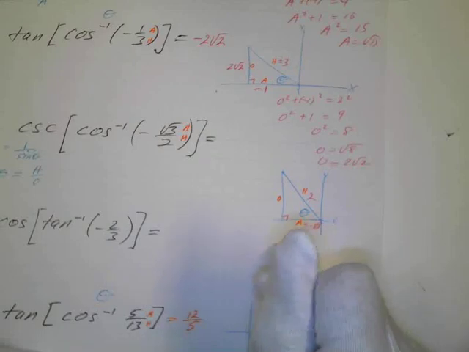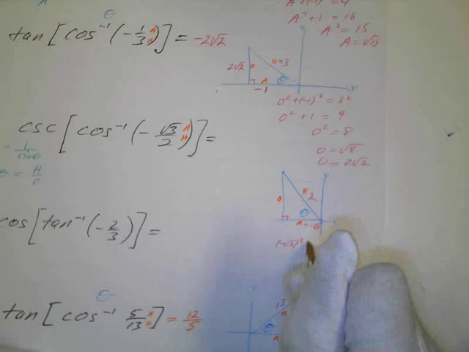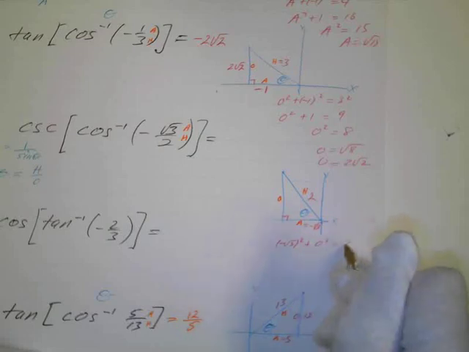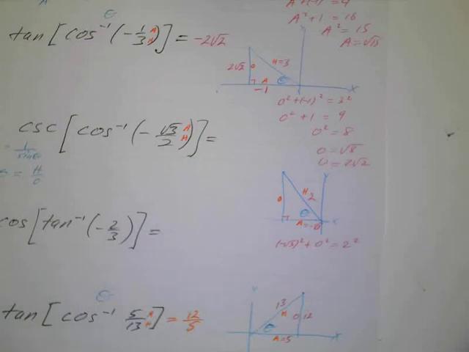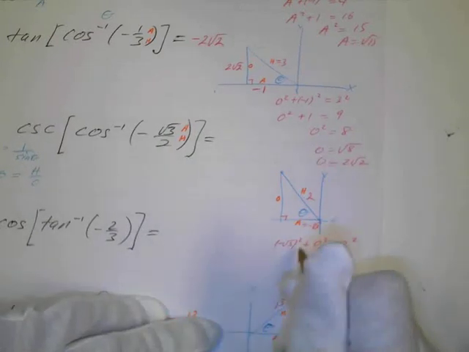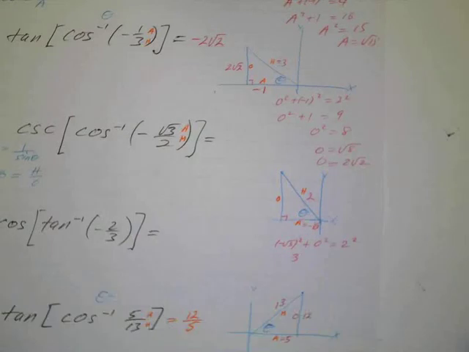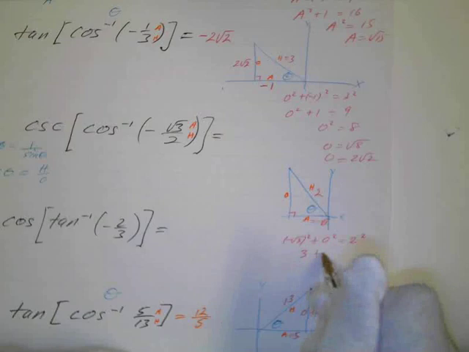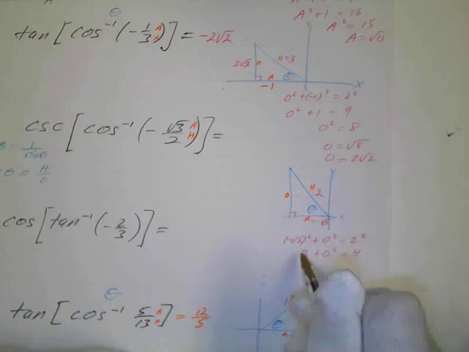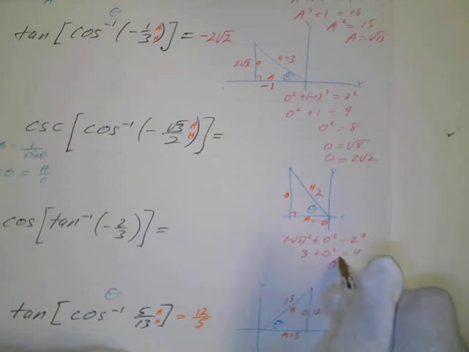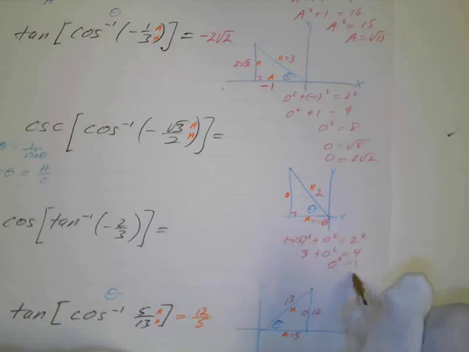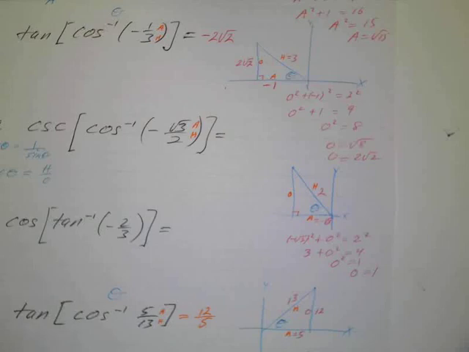So I have to use Pythagorean theorem. And that's not too bad because that's negative the square root of 3 squared plus O squared equals 2 squared. That's your hypotenuse. Okay? So that's going to be just 3. Square root of 3 squared is 3. And a negative times a negative is positive. Plus O squared equals 4. If I subtract 3 from both sides, I get O squared equals 1. So O equals 1. So it's just 1.